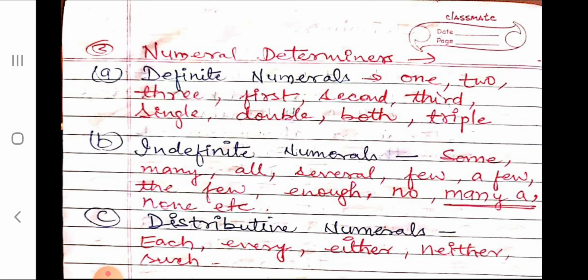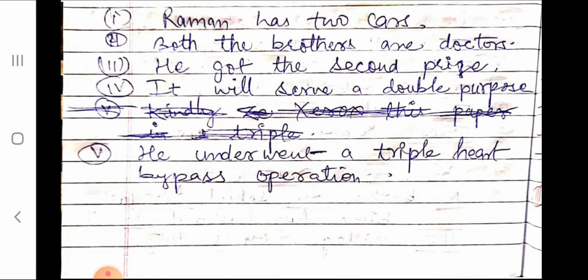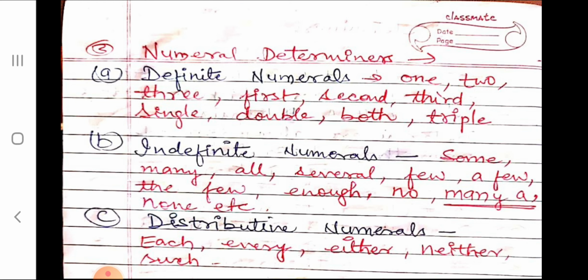Next is indefinite numerals. In indefinite numerals, these determiners are used before nouns which may be countable or uncountable. Indefinite numerals are used before countable as well as uncountable nouns. Means the numbers are not definite. We don't know the fixed number. Some, many, all, several, few, the few, enough, no, none, etc.